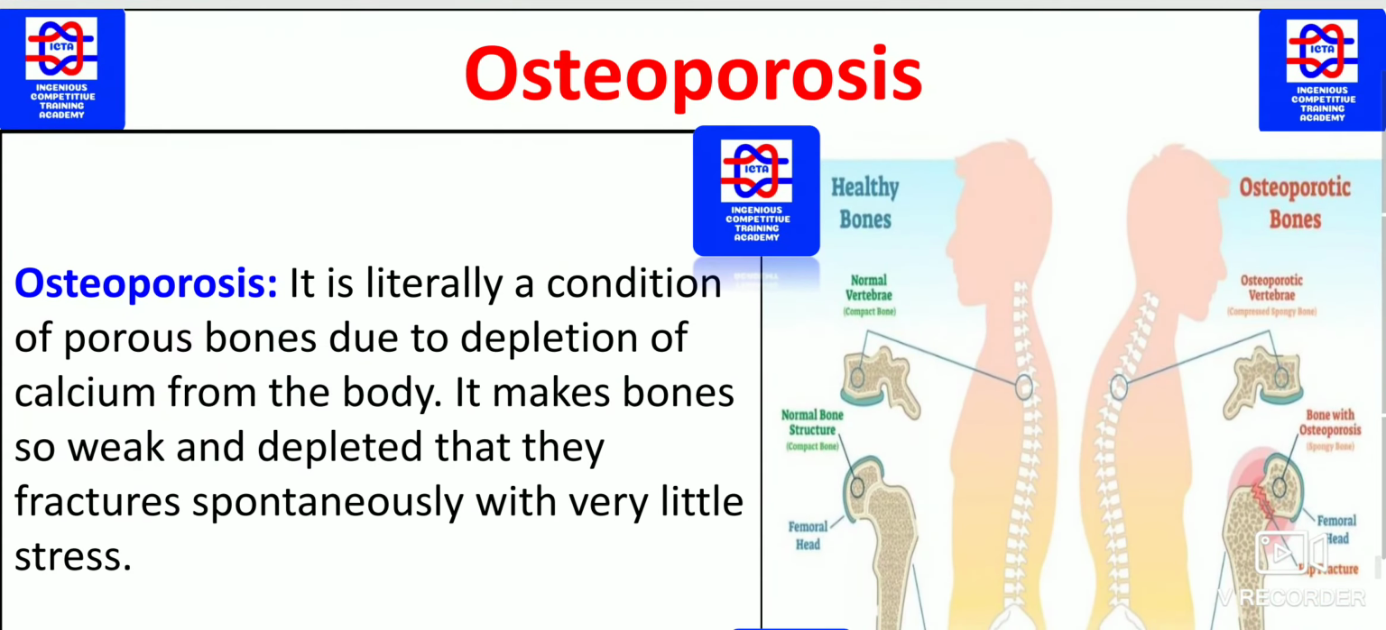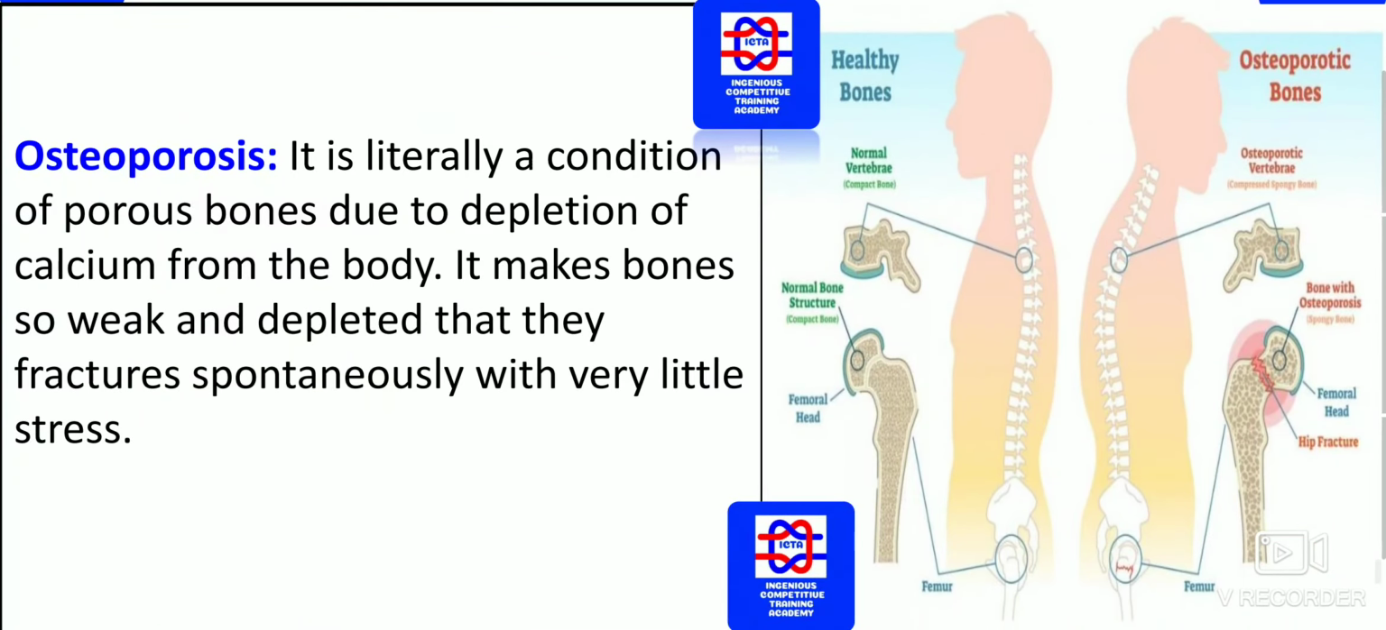Next, osteoporosis. This is a condition of porous bones due to depletion of calcium from the body. Whenever there is a deficiency of calcium, you will have this kind of osteoporosis. It makes bones so weak and depleted that they fracture spontaneously with very little stress. If you have stress, it automatically gets fractured. Here are normal vertebrae, and how exactly the bones get fractured under stress.